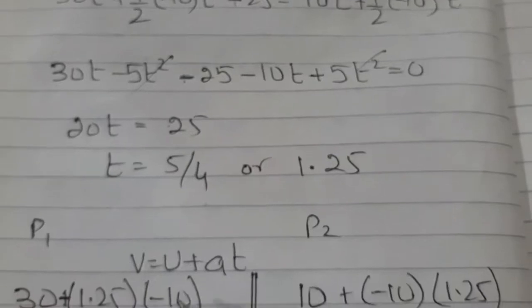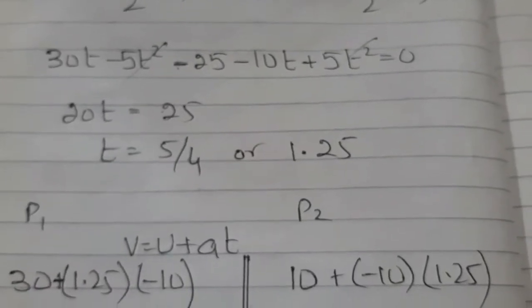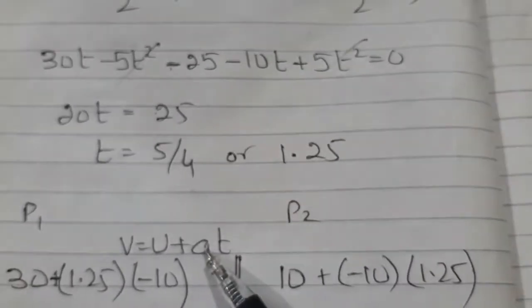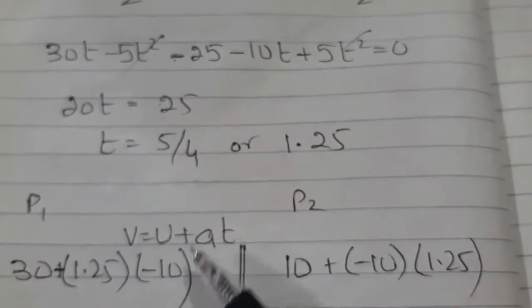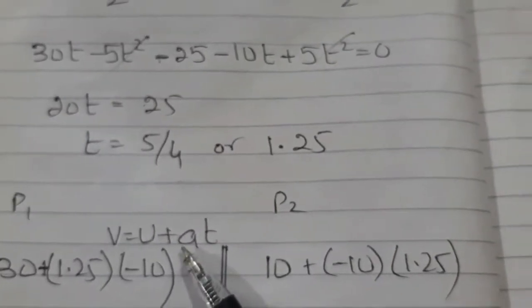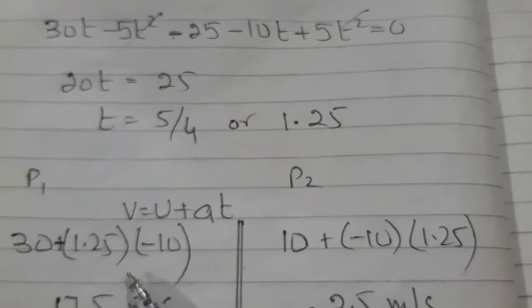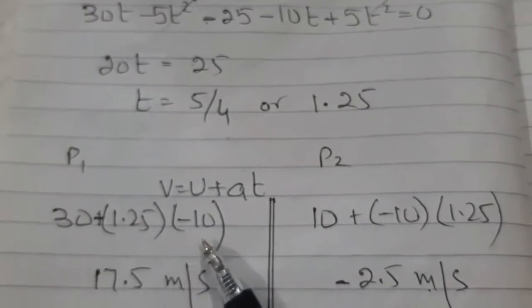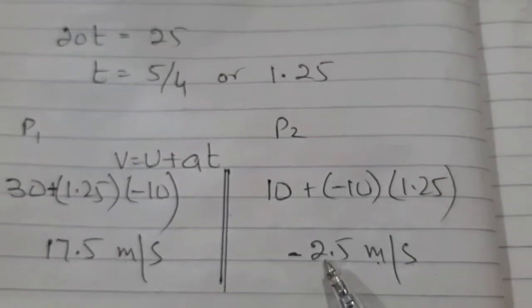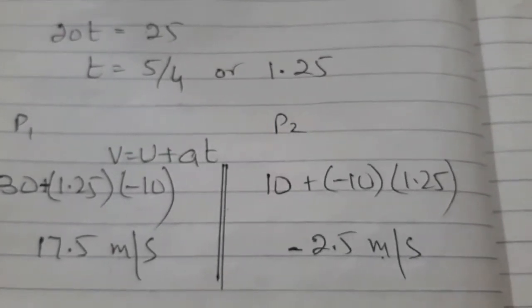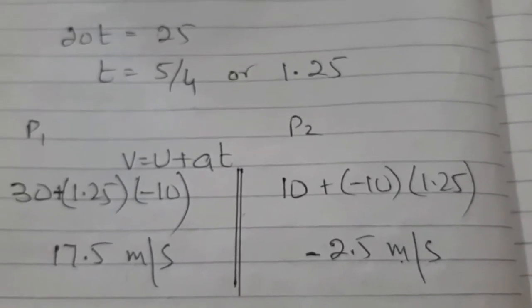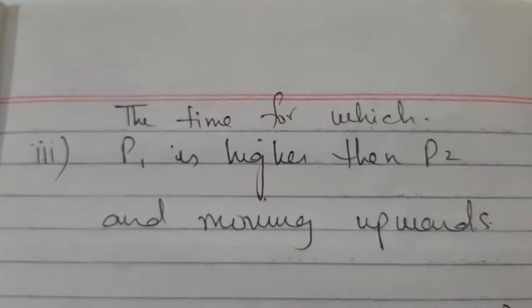So now we will use the velocity equation, v equals u plus at. We have u, we have the time now, and the acceleration is also known because it is under the influence of gravity. So it is minus 10, because when you throw up, the acceleration is minus 10. So the velocity of P1 is 17.5 and the velocity of P2 is minus 2.5. So this is how we have gotten it. Now let's see what the last part of the question is saying.